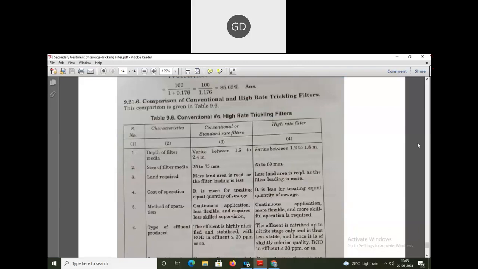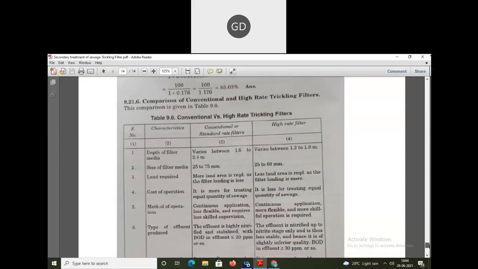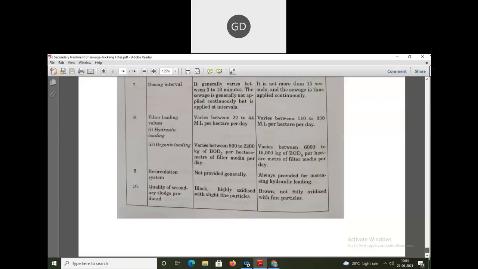This is a table showing the differences between conventional trickling filters and high rate trickling filters. On the basis of items like order characteristics, what is the depth of the filtering media for both, what is the size of the filter media, what is the land required, what is the cost of operation, what is the method of operation. These are the characteristics you have to go through in this table for conventional or standard rate filters and high rate trickling filters. This one is your self study. Please study this by yourself. This is not very tough, it just gives the differences. So for today, this much only.